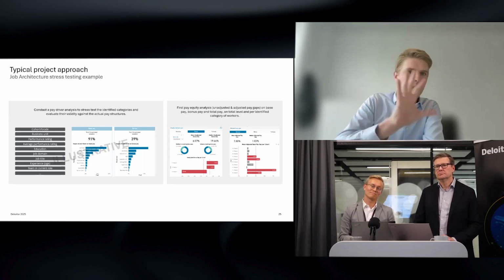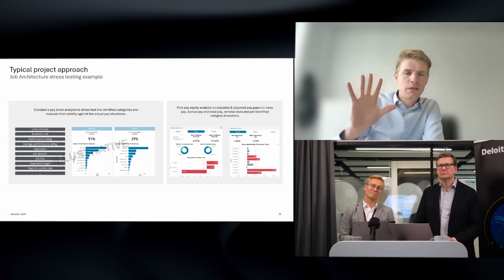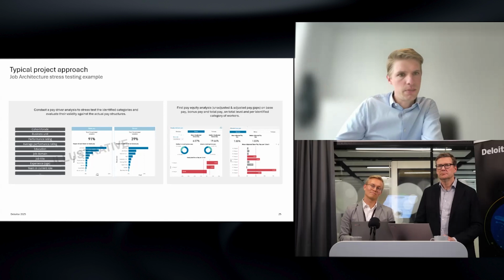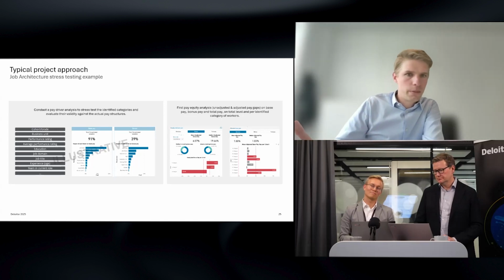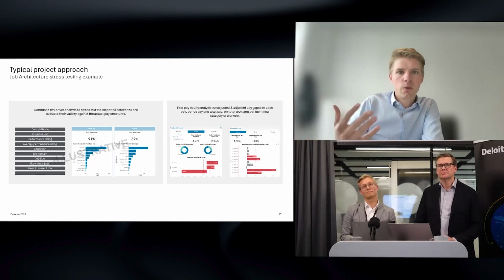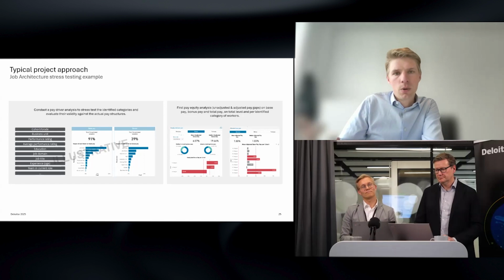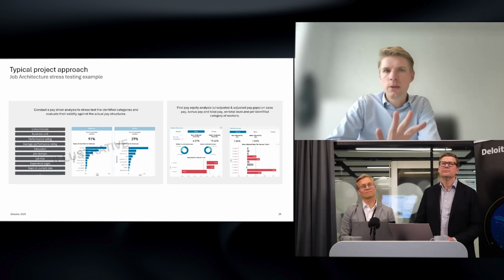So the previous slide was more theoretical: if you don't have a job architecture, these are the steps you need to go through. If you have a job architecture, my advice would always be to start with running the figures, running the numbers. Do you have a gender pay gap? Yes or no? And then look back at your job architecture framework. Of course, if you have a job architecture today. If not, you really need to start with the foundational elements.